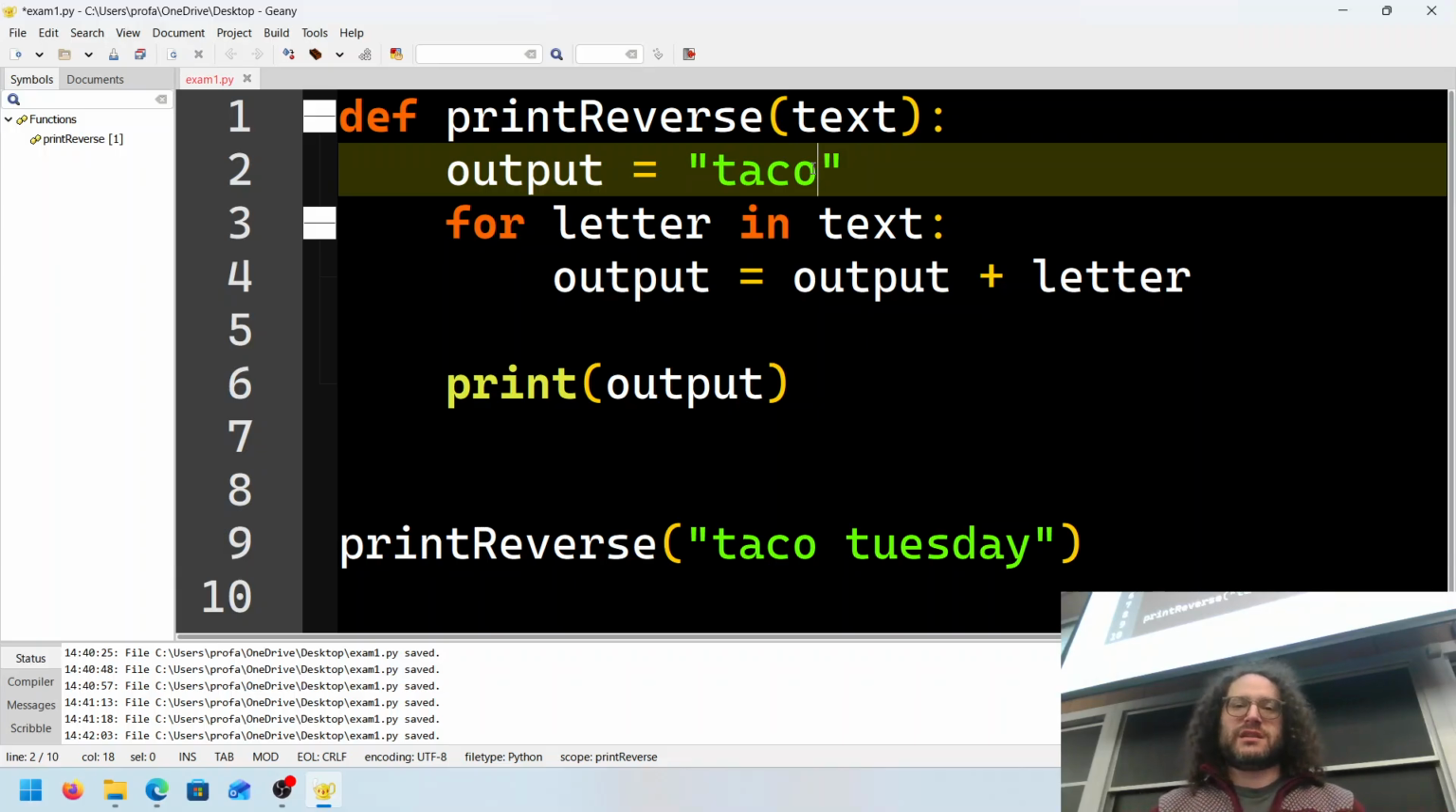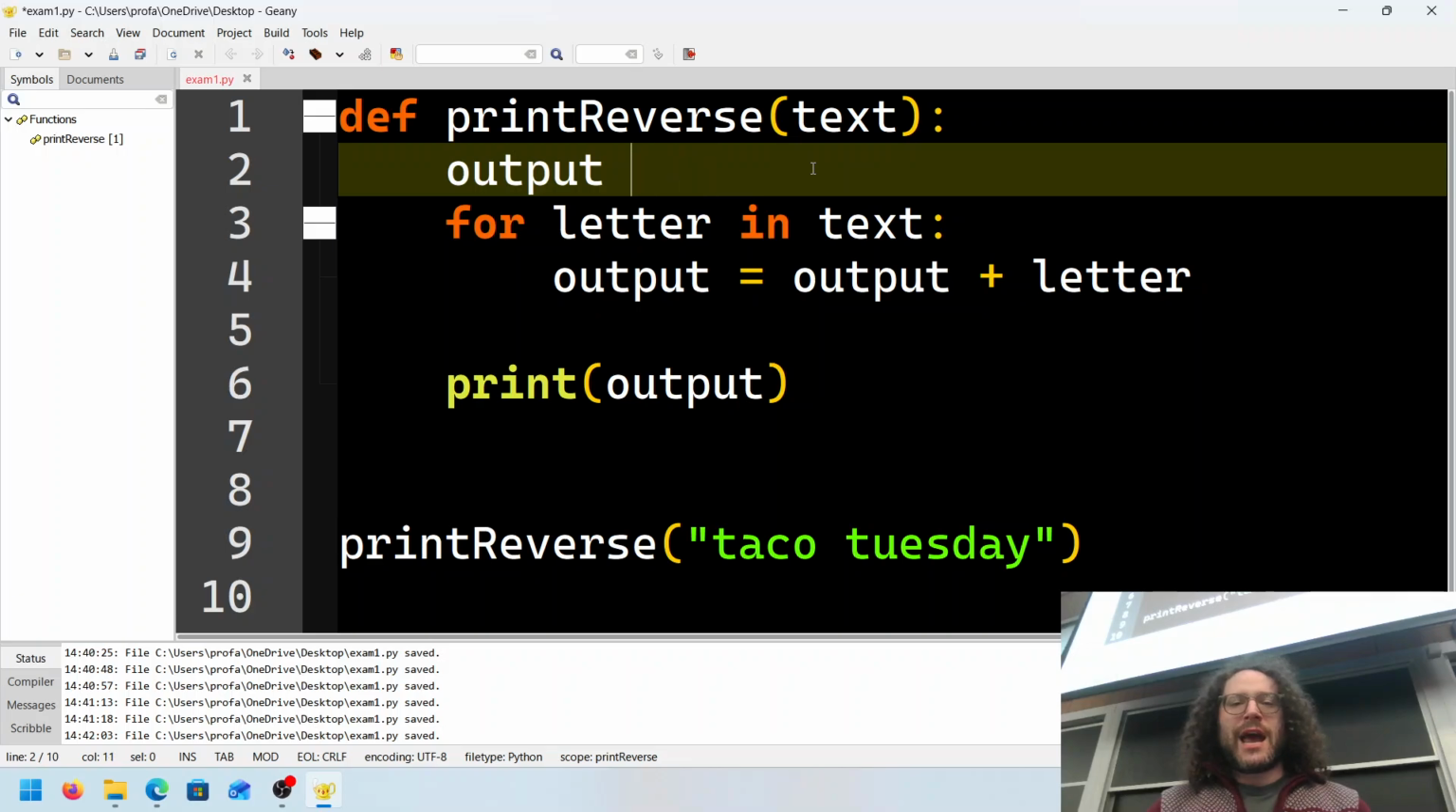We want it in reverse. Fortunately, the issue is we're adding it to the end. We add T to the end, then A to the end, then C to the end, then O to the end. If, on the other hand, we added T to the beginning, then A to the beginning, then C to the beginning, then O to the beginning, then space, then 2, right? Then we'd get it in reverse. Everybody see how it's reversing?